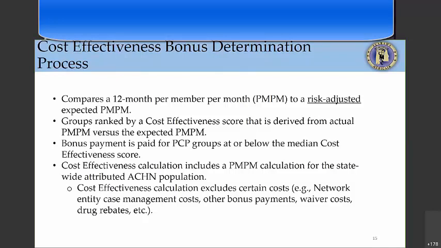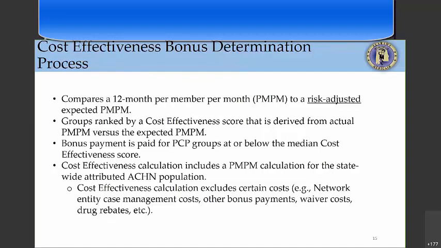Now we'll cover the cost effectiveness bonus determination process steps. For each group, we will compare a 12-month PMPM to a risk-adjusted expected PMPM. Groups are then ranked by a cost effectiveness score that is derived from actual PMPMs versus their expected PMPM. A bonus payment is then paid for PCP groups who will be at or below the median cost effectiveness score, and cost effectiveness calculations will also include a PMPM calculation for the statewide attributed ACHN population.